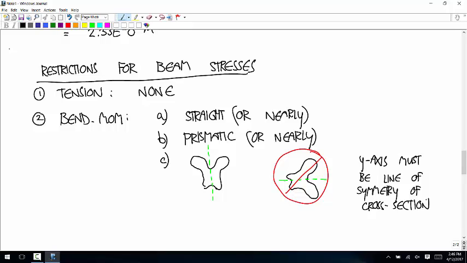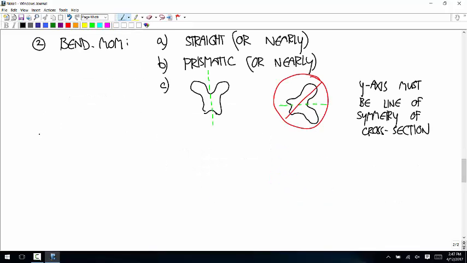You have to be all three. Yeah, it has to be a mirror image across the y-axis. And then the last one is shear force. And what are those restrictions?